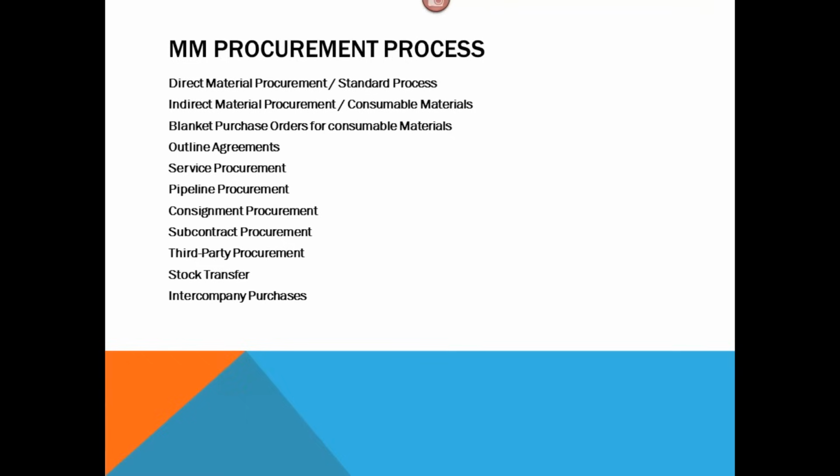We have direct material procurement, standard process, indirect material procurement, consumable materials, blanket purchase order, outline agreement, service procurement, pipeline procurement, consignment, all this kind of procurement category where we can procure and use for business.